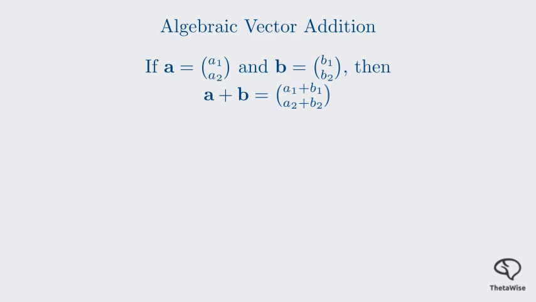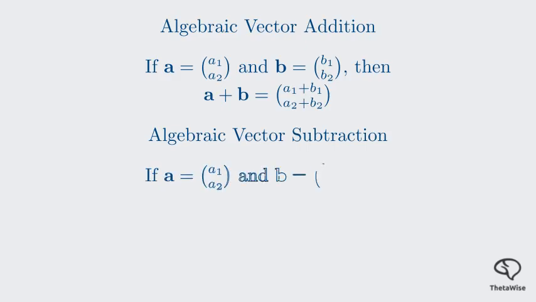It's that simple. Following from this, vector subtraction is also component-wise. To subtract vector B from vector A, we subtract their corresponding components. This is consistent with our earlier geometric definition of adding the negative vector. So the result of A minus B is a new vector with components A1 minus B1 and A2 minus B2.